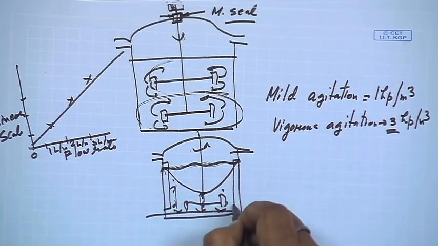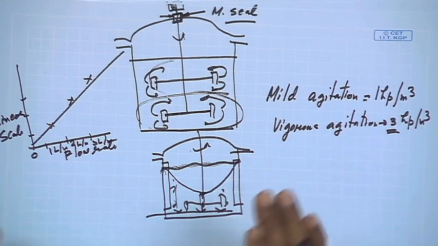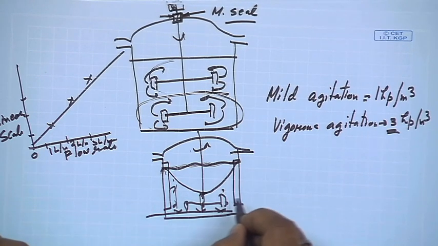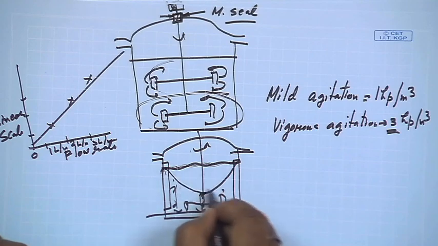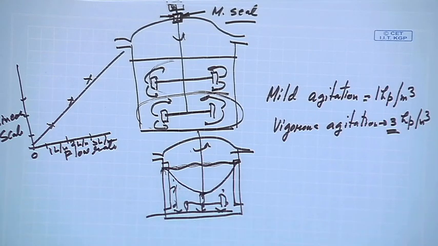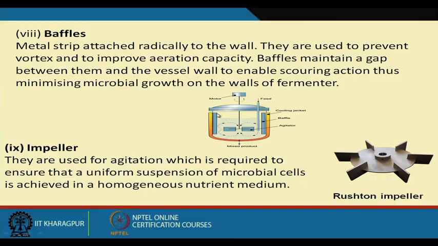This is the baffle, the metal strip that we put at the wall, so that there will be no vortex formation. So these are the baffles that we have here. You can see these are the baffles we have in the reactor. This is how the liquid remains at the same level. There is no vortex formation here.